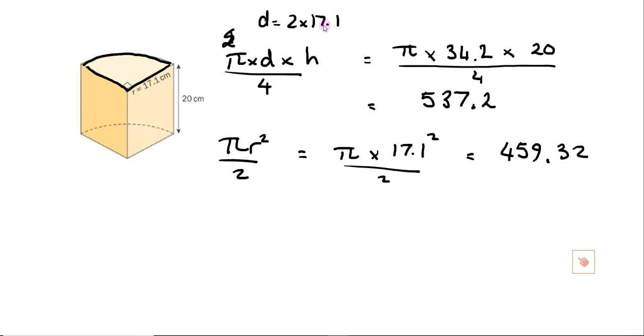Okay. We've got the rectangle faces 1 and 2. So we've got 2 lots of 17.1 times 20 for the rectangles. Okay? And that is 684.